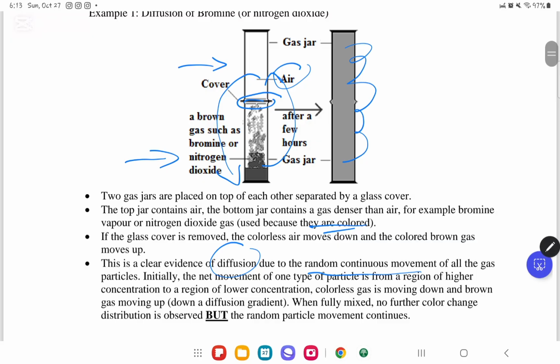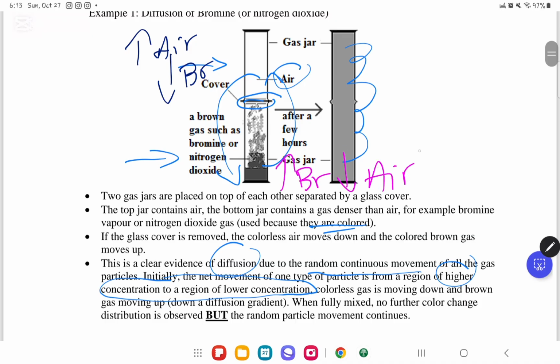Initially, the net movement of one type of particle is from a region of higher concentration to a region of lower concentration. Meaning here we have a high concentration of air, a low concentration, let's say, of bromine. But then down here we have what? We have a higher concentration of bromine and a lower concentration of air. So usually it moves from the higher concentration to the lower concentration.